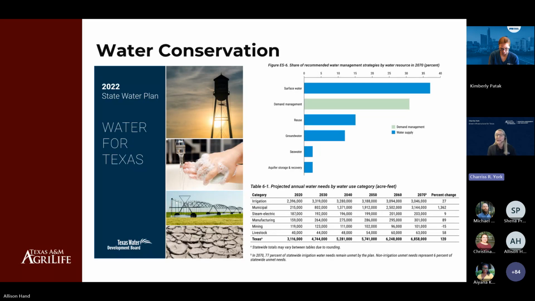So that's how much additional we expected to need. And you will see that the biggest increase is in the municipal category, expecting a 1,300% increase in the needed amount of water. And the only area where we see a decrease is in the category of mining. So creating more water is really, really expensive.